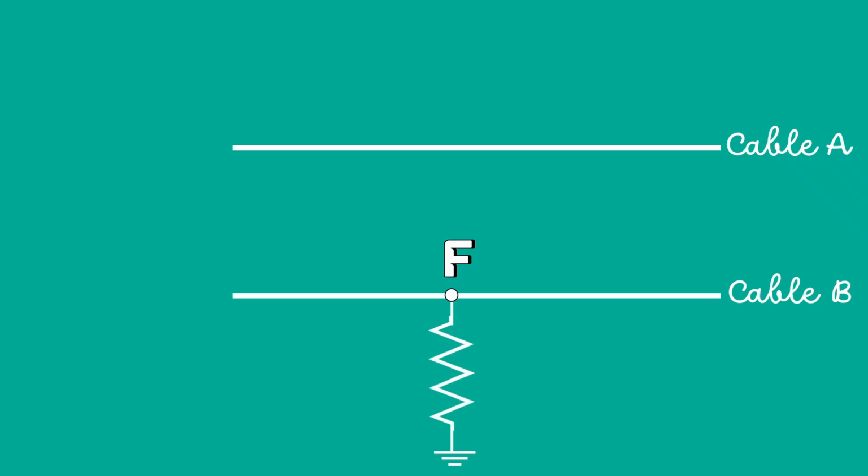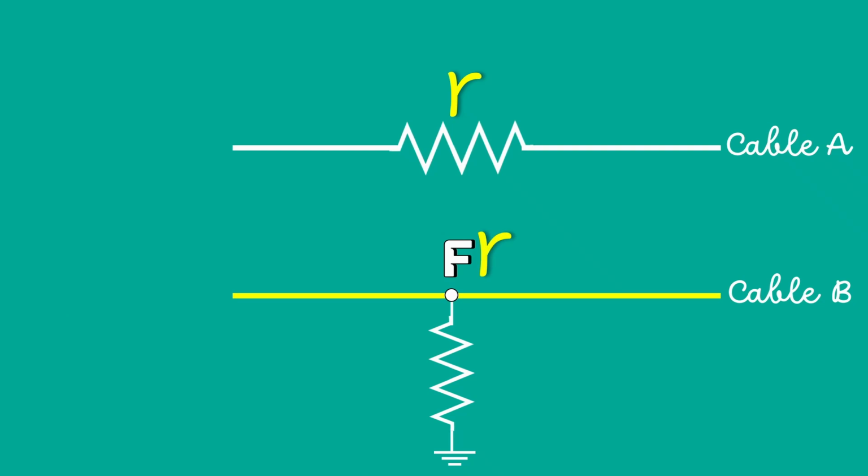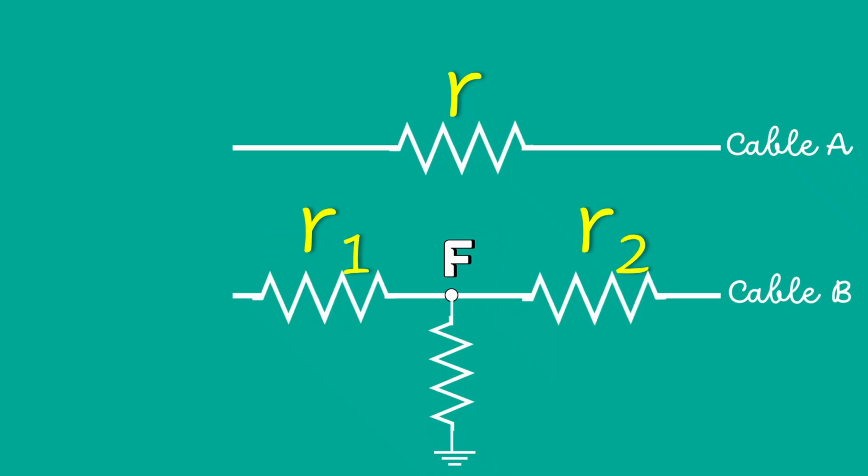The resistance of the cable A is considered as R. This value is normally given by the manufacturer. Since the cable A is similar to cable B, the resistance, area and length will be approximately equal. Therefore, the resistance of the whole cable B is R. Let's consider the cable resistance value before the fault point as R1 and after the fault point as R2, where R1 plus R2 gives R.